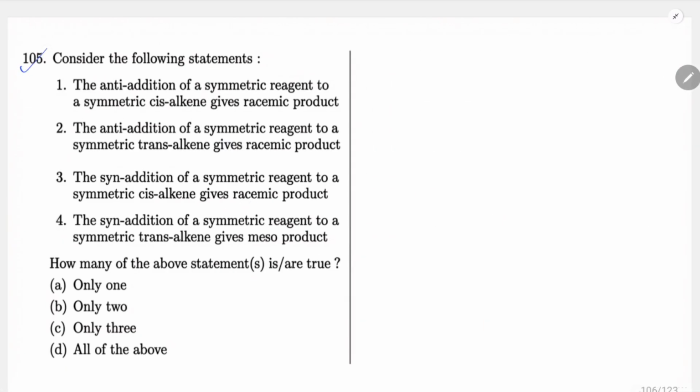Consider the following statement: the anti-addition of symmetric reagent to the symmetric cis alkene gives the racemic mixture. So there is a famous rule. This is for anti-addition. The rule is CAR, means that cis alkene, then this is anti-addition giving racemic mixture.